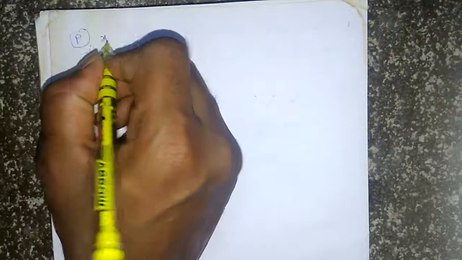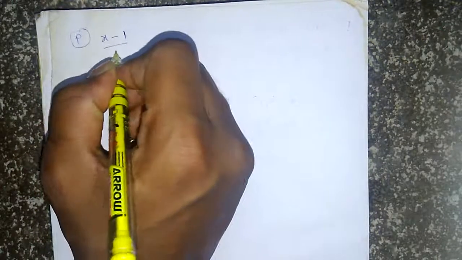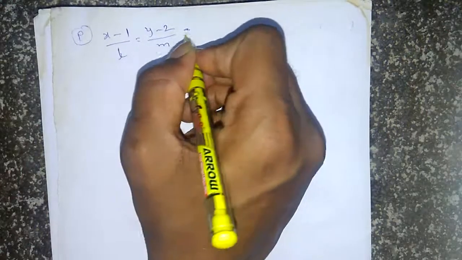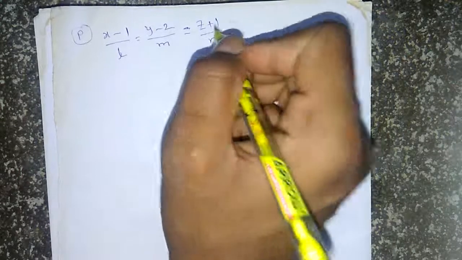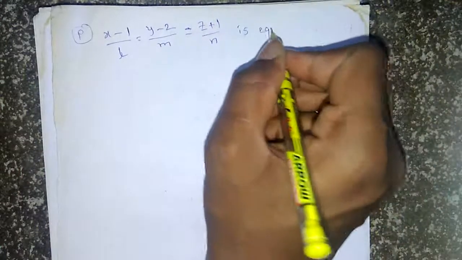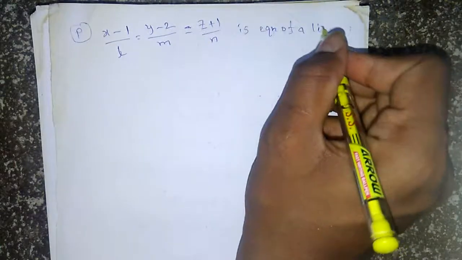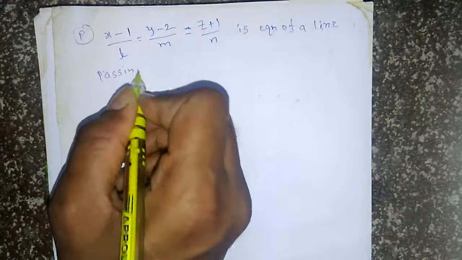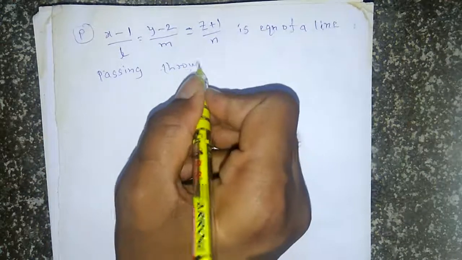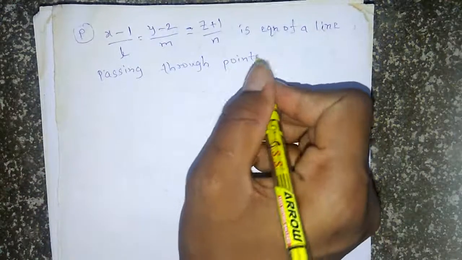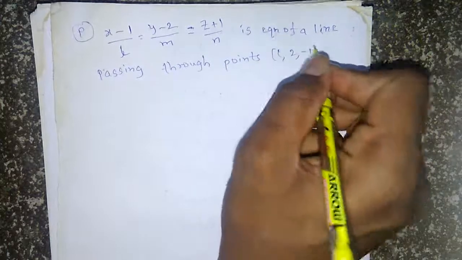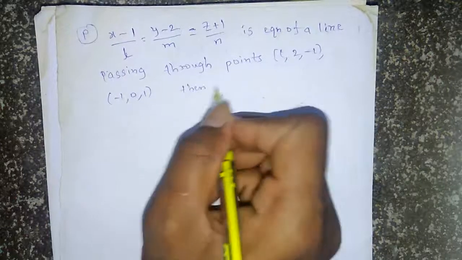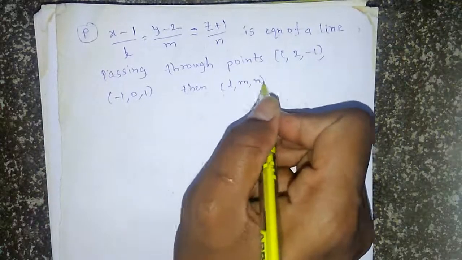And our next problem is: (x minus 1)/L = (y minus 2)/m = (z plus 1)/n is the equation of a line passing through the points (1, 2, -1) and (-1, 0, 1), then L, M, N are?